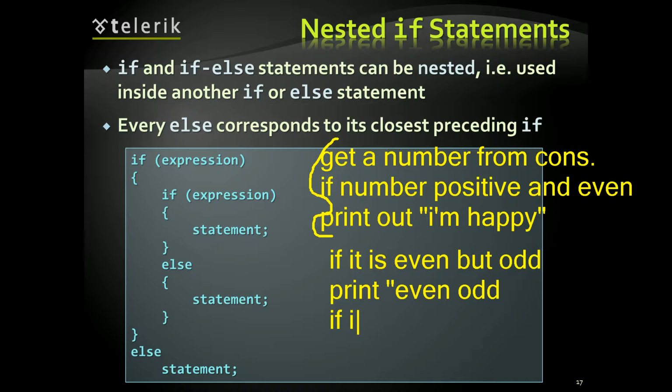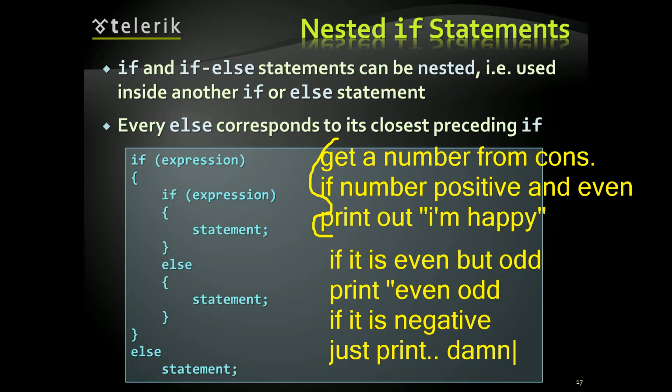Okay, and if it is positive but odd, print positive odd. And if it is negative, just print damn. Okay, so for example, you have this task. How are you going to realize it? How are you going to implement this behavior?